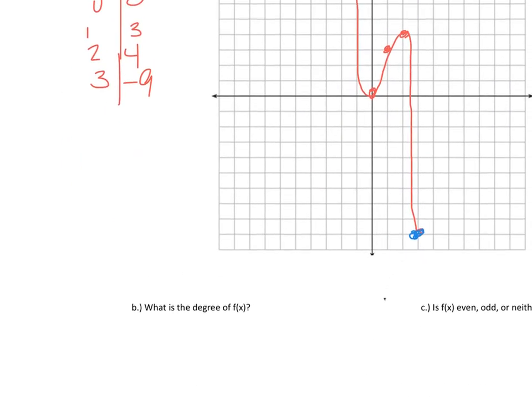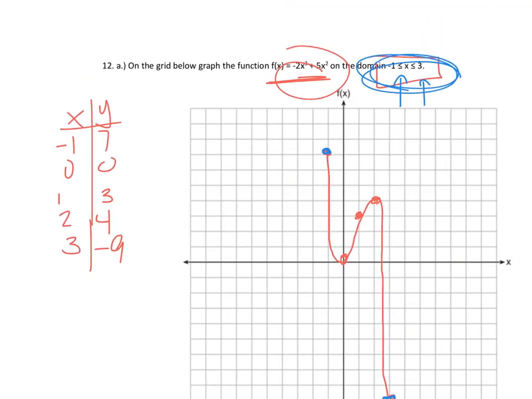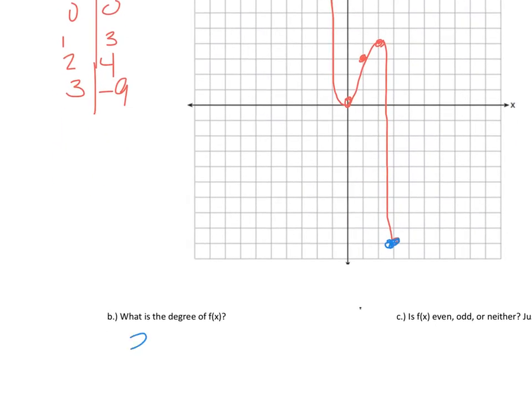The next question says, what's the degree? Well, let's analyze the function. If you look at the original, it's in standard form, and you should realize that the highest exponent here is 3. That is the degree. Do not add 3 plus 2. That's what you do for factored form. This is in standard form. You need the highest degree for standard form to get your degree, so it'd be 3.